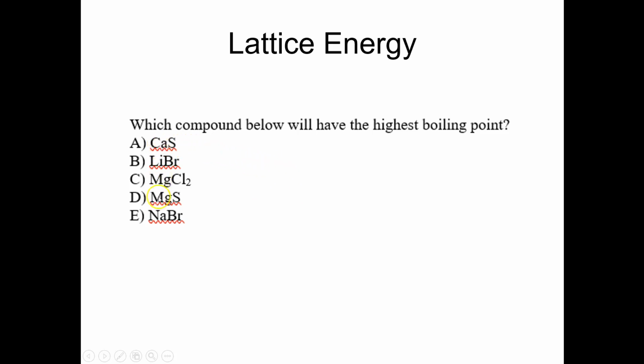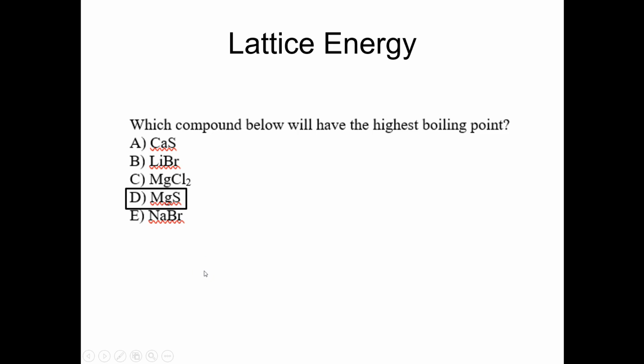Well, if you think about charges, this is +2, -2, +1, -1, +2, -1, +2, -2, +1, -1. So our answer, we can rule out B, C, and E because A and D have the highest magnitude of charges, +2, -2, +2, -2. Between those two, the thing with the higher boiling point is going to be the thing that has the smaller cation because it's the same anion in each case. The smaller cation between magnesium and calcium is magnesium. Therefore, the correct answer is D.